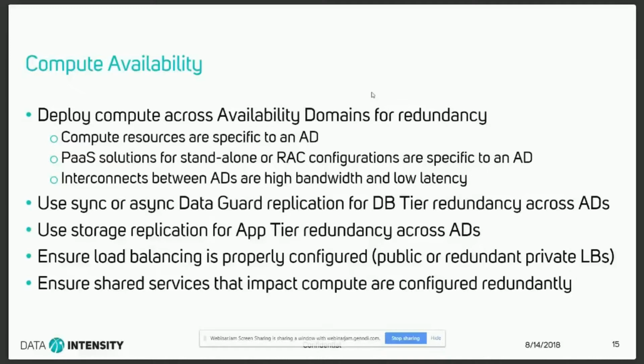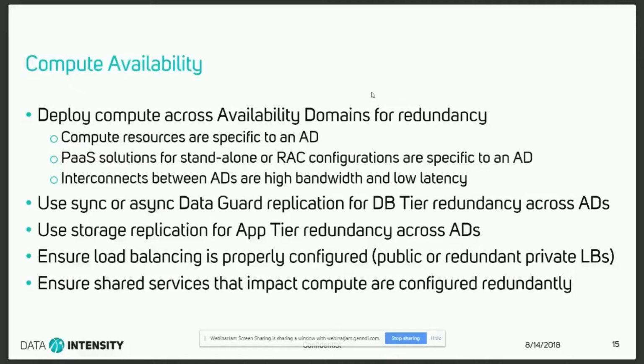It's also important to understand that platform as a service solutions for standalone or rack configurations are specific to an availability domain. So if you are running platform, it is critical to understand that those solutions can fail and that you still need to think about high availability as you do your designs. One exception to that is the autonomous paradigm, which has a higher level of availability automatically built in.